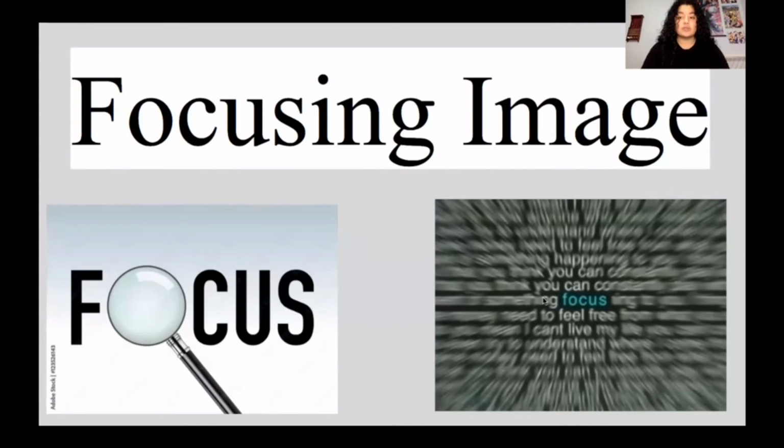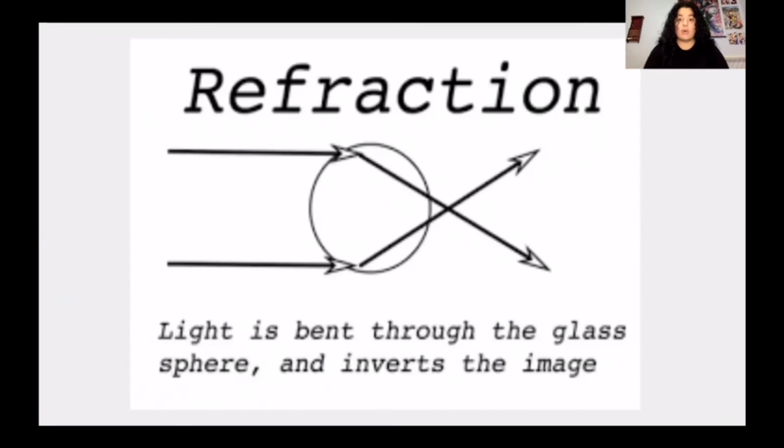Hello, with everything that we just discussed about the eye, let's talk about an important thing, and that is focusing image. Now, as light enters the eye, it first bends toward the pupil by the cornea. Light waves normally travel in straight lines and slow down once they enter more dense material like the cornea. The slowing of light by a denser medium causes bending, which is called refraction. And as you see in this picture, light is bent through the glass sphere and it inverts the image.